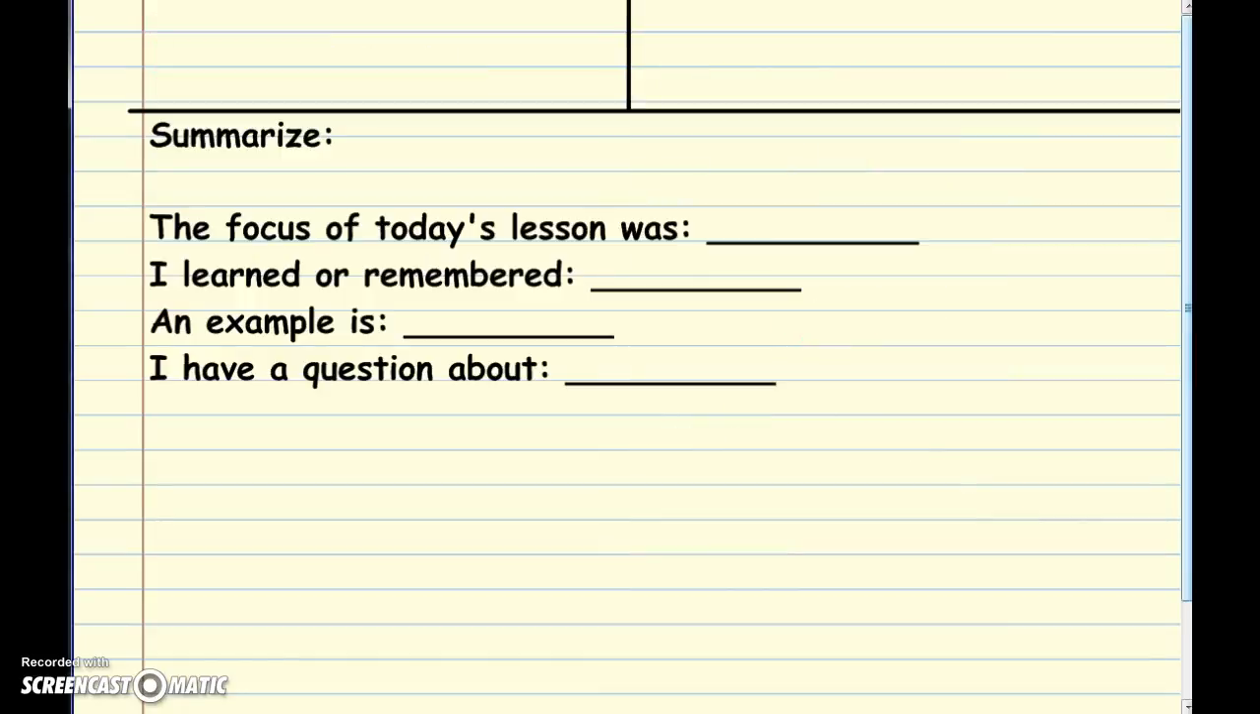So let's take a quick minute or a couple minutes to write our summary for this lesson. What was the focus of today's lesson? I learned or remembered. An example is, and I have a question about. Again, when you talk about your example for your summary, you should make sure that your example is one that you've made up yourself.